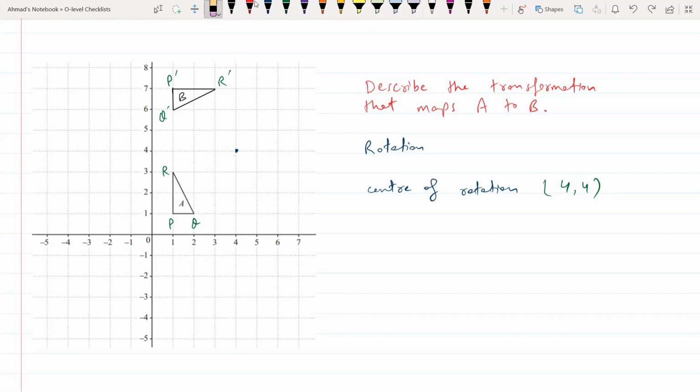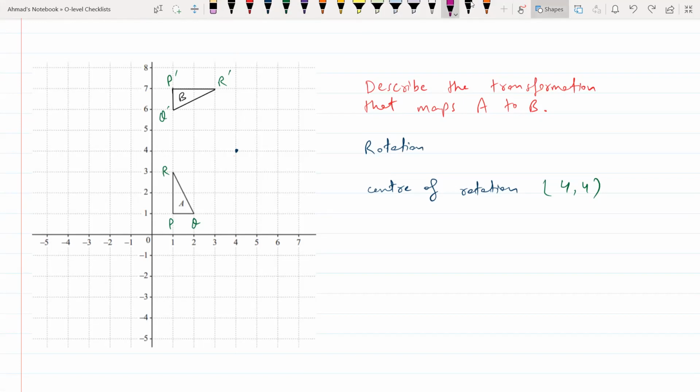So if you have this experience of doing it like this, then I would recommend it. Otherwise, draw perpendicular bisectors, then that's also perfectly okay. Now, how do you find the angle of rotation and the direction of rotation? Join any corresponding points, and that will give you an idea.